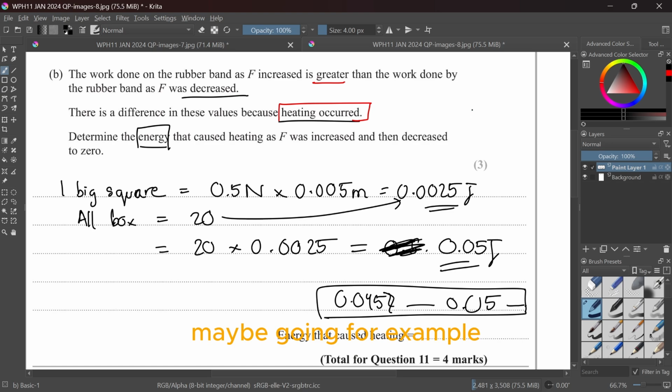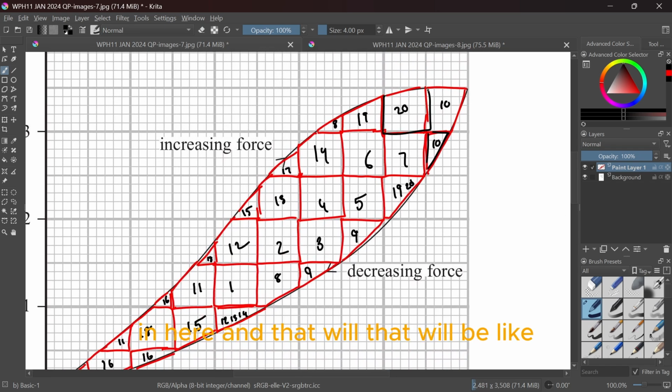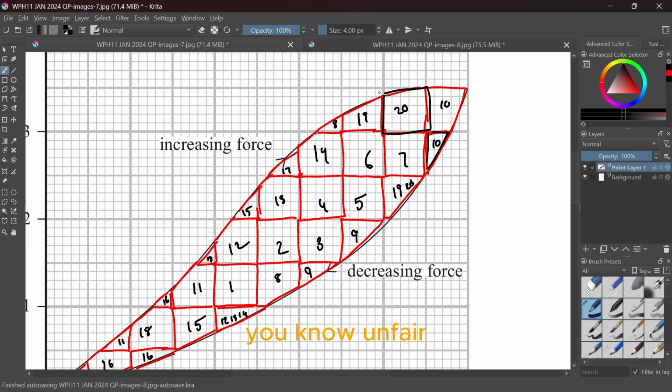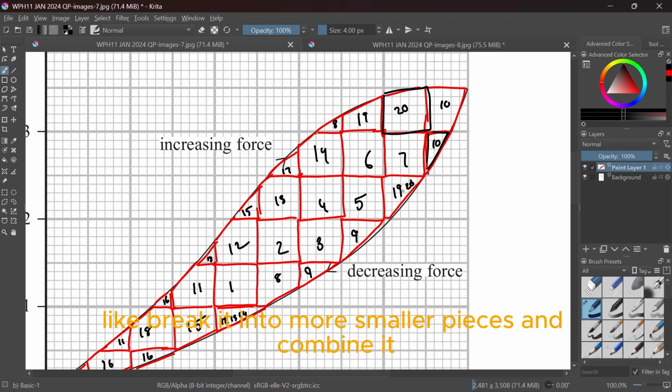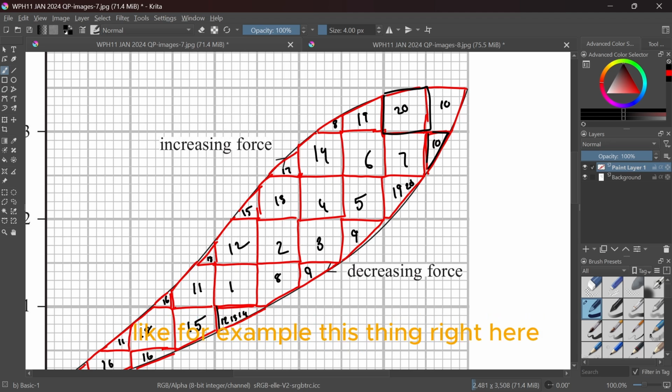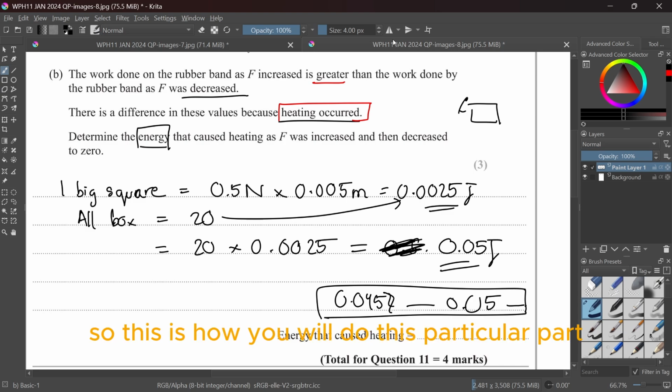Maybe you're going for one box and you're taking some extra piece. There might be a little bit more extra piece, and then you put a much bigger piece. For example, let me show you. If I take this piece and try to fit it in here, that will be unfair, right? So you don't have to do that. Try to break it into smaller pieces and combine them, like this one right here, combine it with all of these three pieces, to 11, 12, or 13. So this is how you will do this particular part. So this is your final answer.